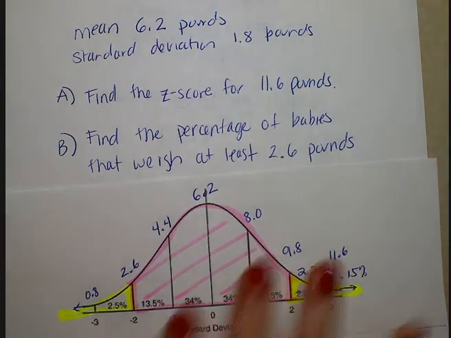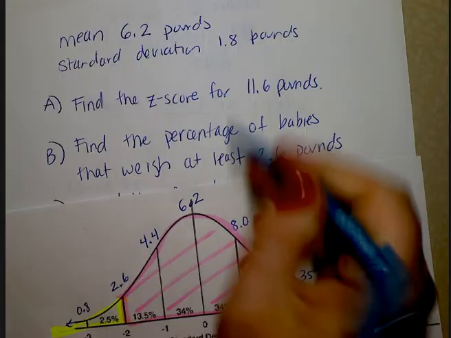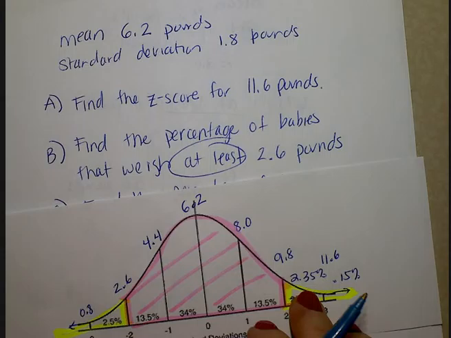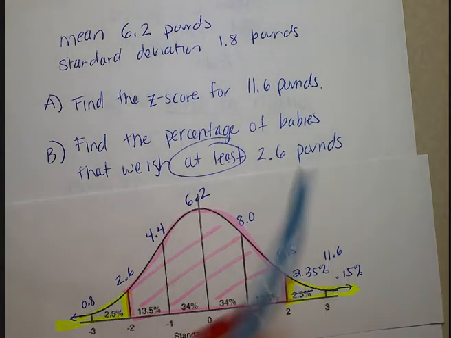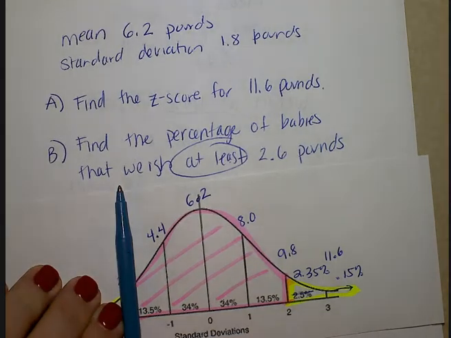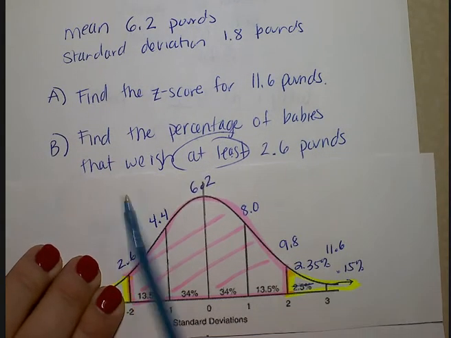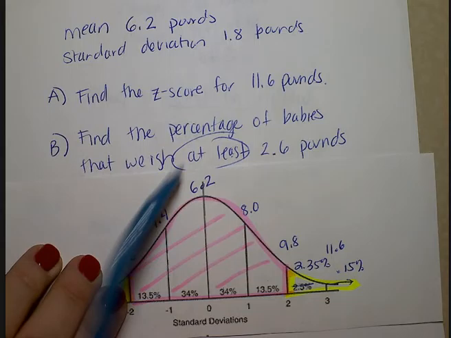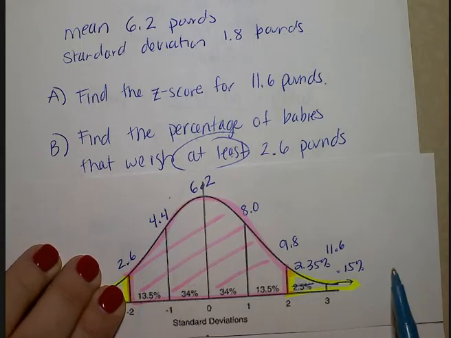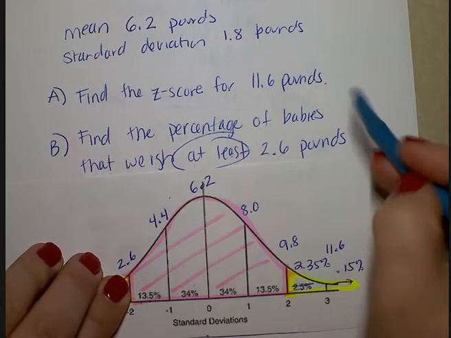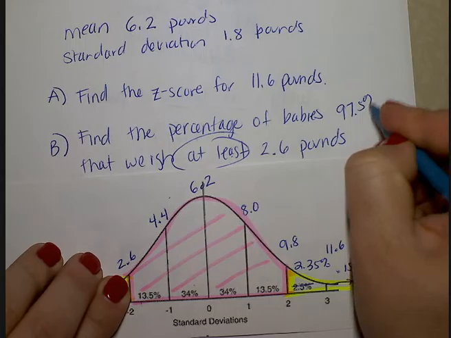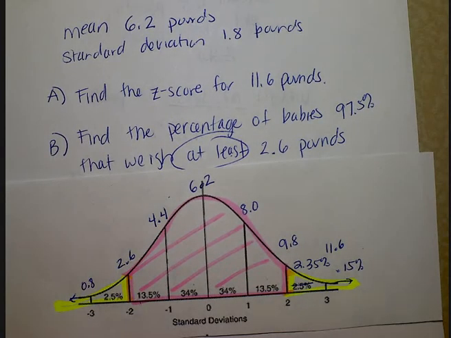Find the percentage of babies that weigh at least 2.6 pounds. And Brian previously helped us with this term, at least. So I find 2.6. At least means we're going to go greater and to the right. So when I add this up, let's use common sense. Now you could add up each one of these percentages. It takes a little bit longer. We know that this portion is 95. This portion is 2.5. So you end up with 97.5%. Can you raise your hand if you had that one correct just so I know where we are?